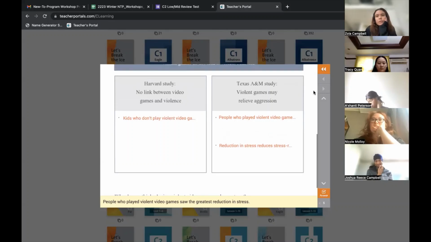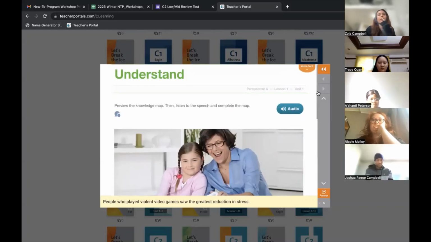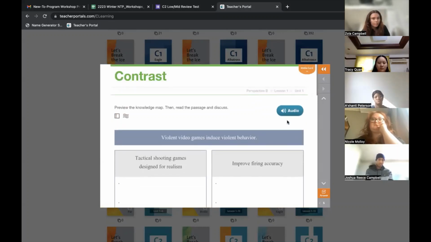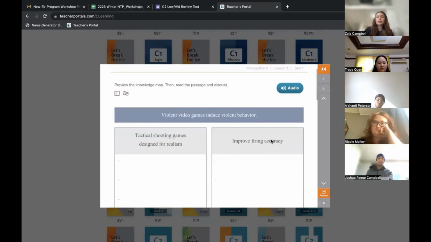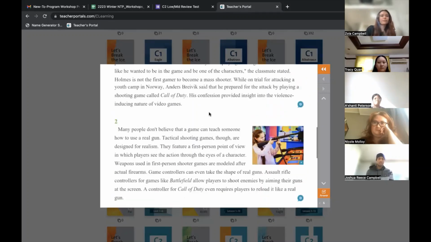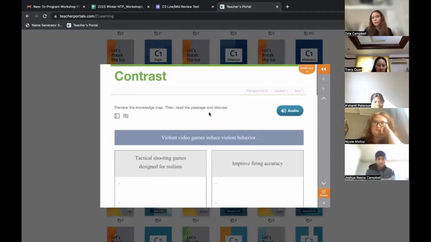All right, so that is the first perspective. And now we are moving on to the second perspective, which is violent video games induce violent behavior. So this is more like the negative or opposite perspective of what we looked at before. So again, you'll do this the same way, but here we have reading instead of listening. And we also have a lot more reasons.